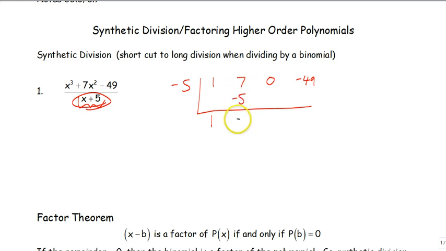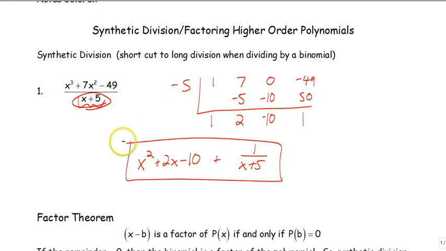7 plus a negative 5 is 2. 2 times negative 5 is negative 10. When you combine those, you still have negative 10, and you have 50. So that means you have a remainder of 1. So x plus 5 is actually not a 0 of the function, because you can't evenly divide it out. So for this problem, the answer is x squared plus 2x minus 10 plus a remainder of 1 over x plus 5. Again, just a little review from yesterday.